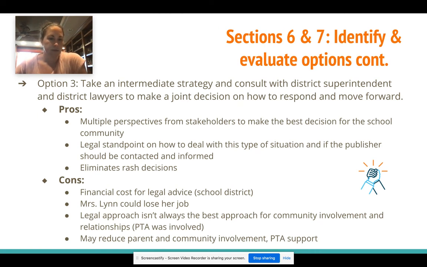Cons: there's a financial cost for legal advice for the school district. Mrs. Lynn could lose her job. The legal approach isn't always the best approach for community involvement and relationships, especially because the PTA is involved in this situation. It may reduce parent and community involvement, and especially the PTA support.